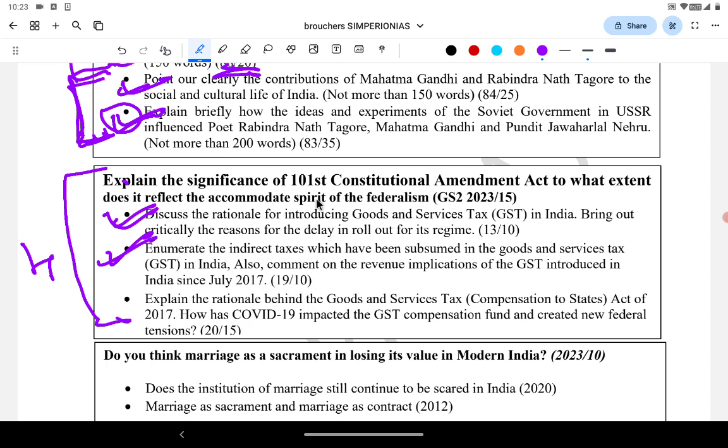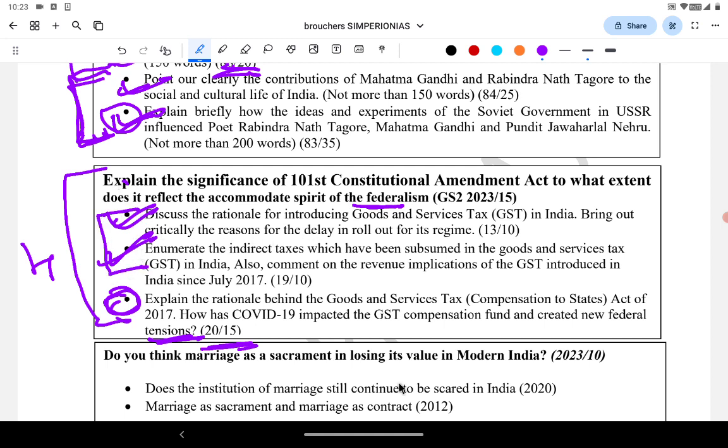With regard to federalism, they asked about financial federalism in 2020: how has COVID-19 impacted the GST compensation fund and created a new federal tension? Very important, the words federal tension. So in 2020, they asked about financial federal tensions, that is financial federalism. The other two questions were regarding GST.